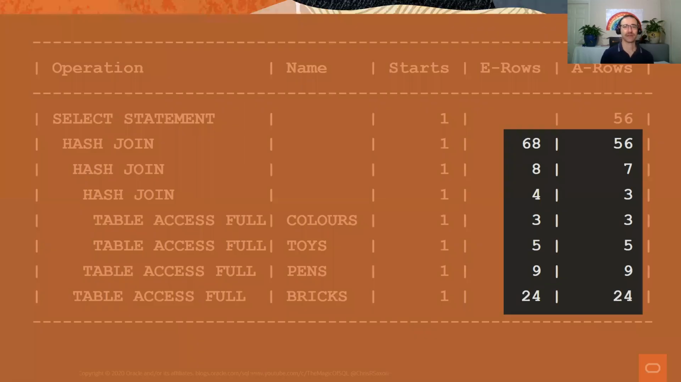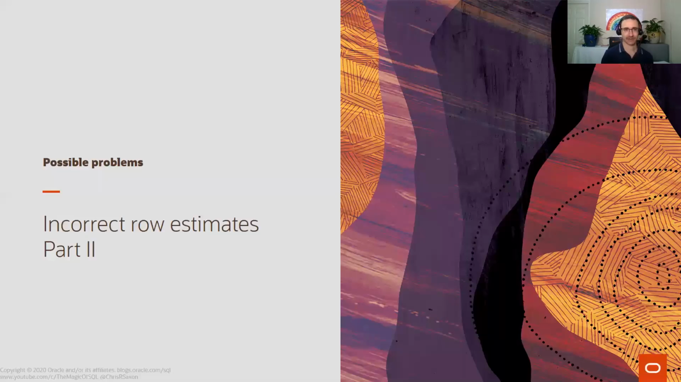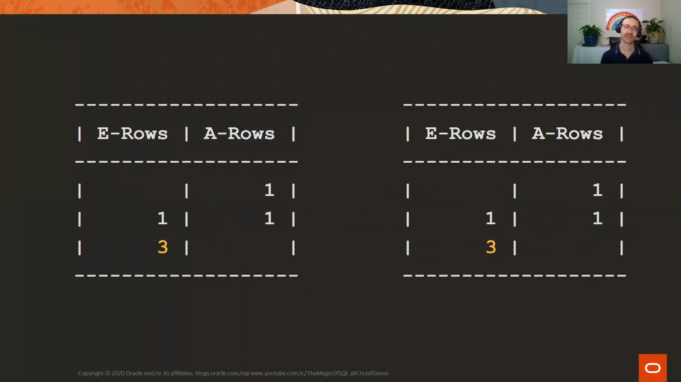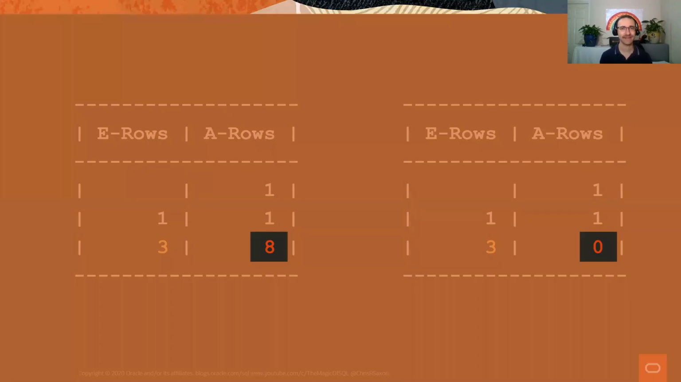Let's look at some more examples of incorrect row estimates where the optimizer doesn't help you automatically by default. So I've got 2 queries here. One where I'm searching for the red cylinders and one where I'm searching for red prisms. And in both cases, the optimizer estimates just 3 rows. But how many rows does it actually get? Well, we get 8 red cylinders and 0 red prisms.